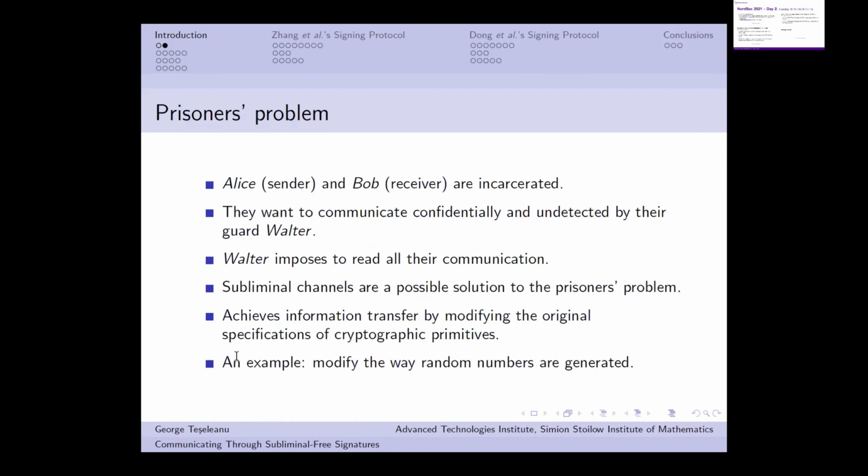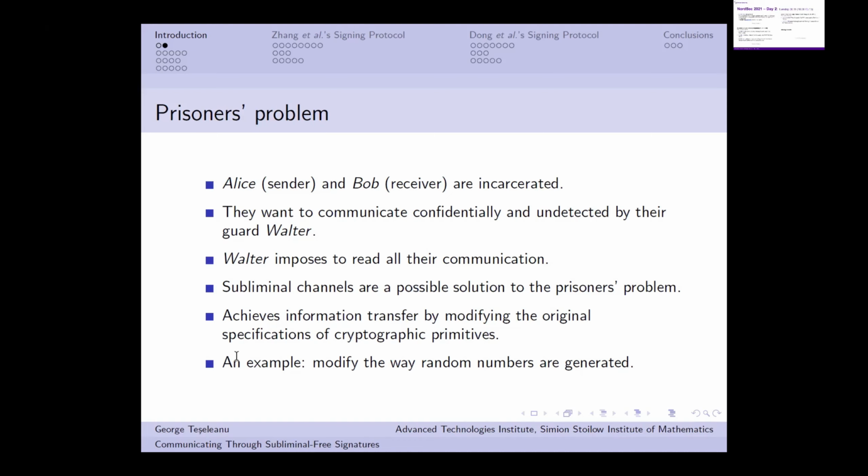Now, subliminal channels were first introduced by Simons, and they offer a possible solution to the prisoner's problem. What exactly is this problem? We have two people, Alice and Bob, that are incarcerated. Alice is the sender and Bob is the receiver. These two people want to communicate confidentially and undetected by their guard, Walter. Unfortunately, Walter imposes to read all their communication.